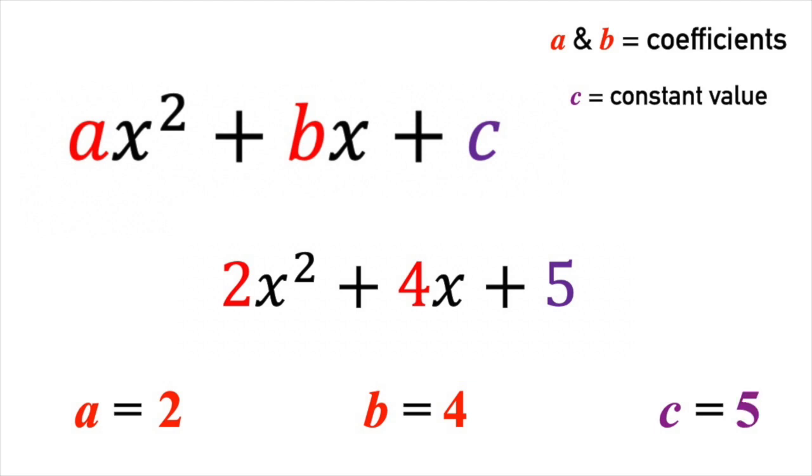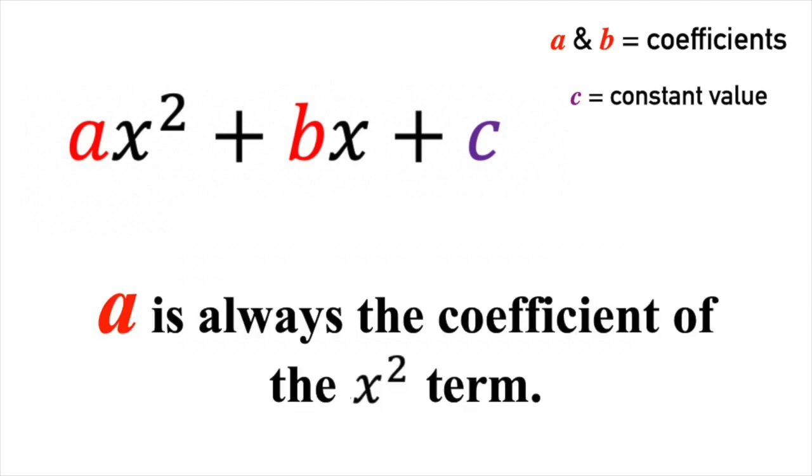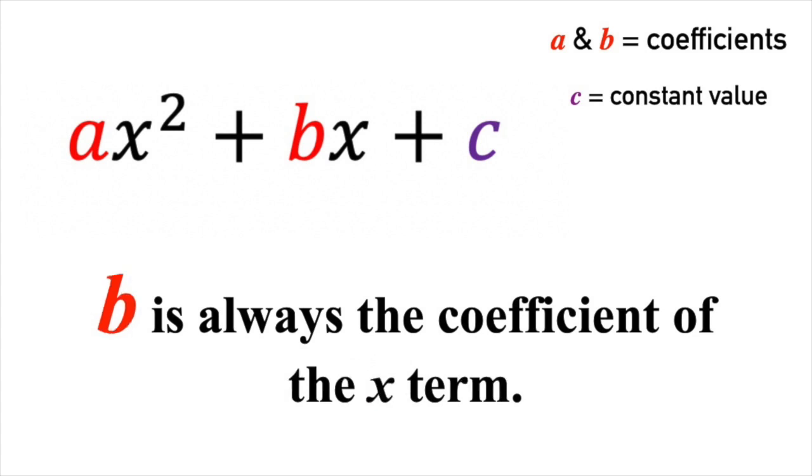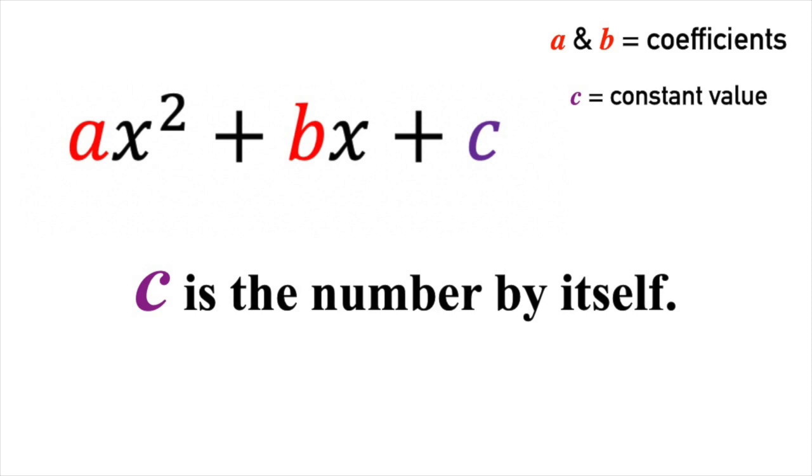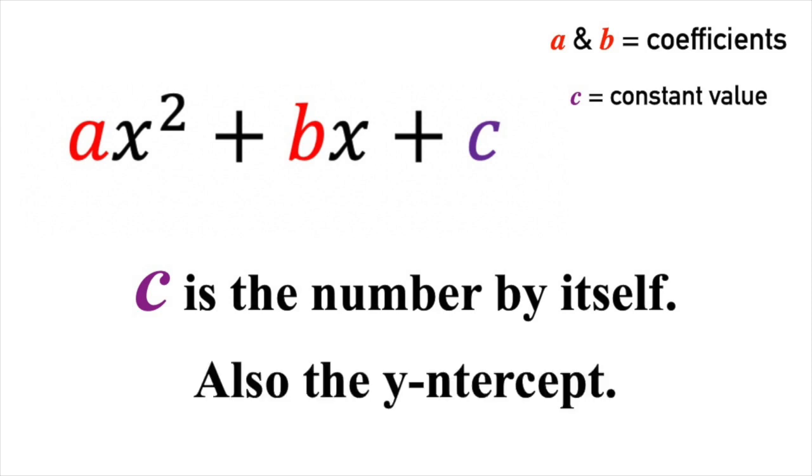So that example was pretty nicely set up for us. All the coefficients matched up to the standard form equation above. But here's another way to remember which one is which. So a is always the coefficient of the x squared term. b is going to be the coefficient of the x term. And c is going to be the number just by itself. So that's that y-intercept.